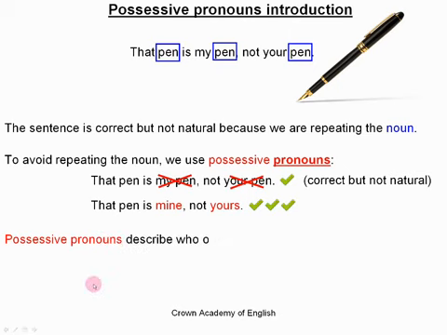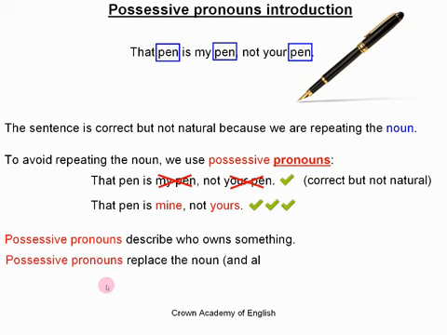So, possessive pronouns, they describe who owns something, and they replace the noun and also the possessive adjective. So we can see here, we replace the noun and possessive adjective, my pen, with the word mine. And your pen, we replace it with yours. Okay?